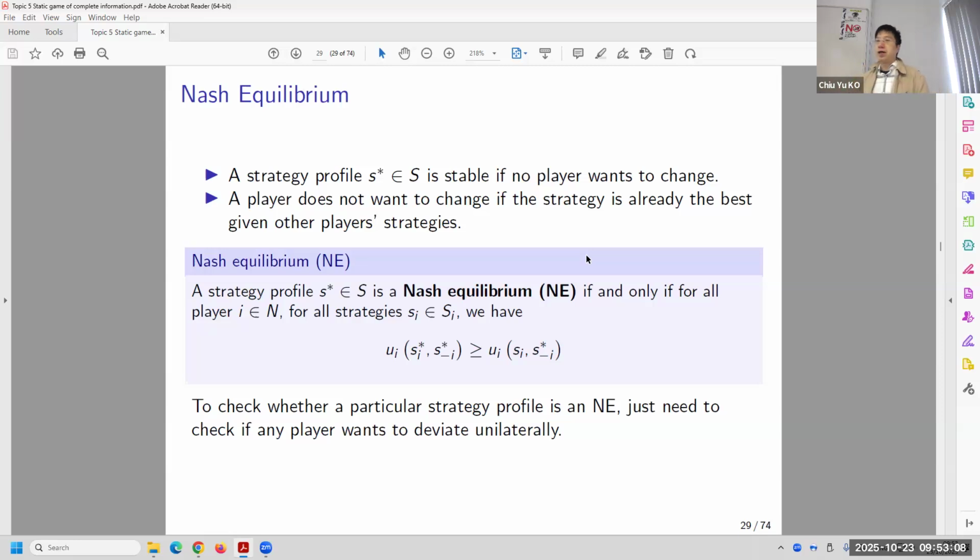And in business, this is a good model. Why? Because of antitrust policy and government regulation, firms are not allowed to explicitly collude on, say, prices, right? They cannot say, we set the price as such. If you do it, then you go to jail, right? At least in the US or in Europe.